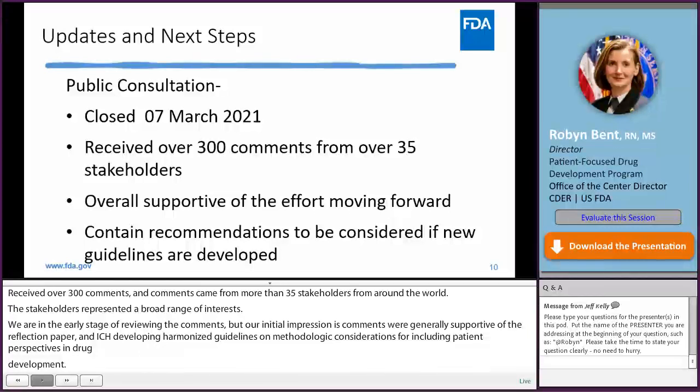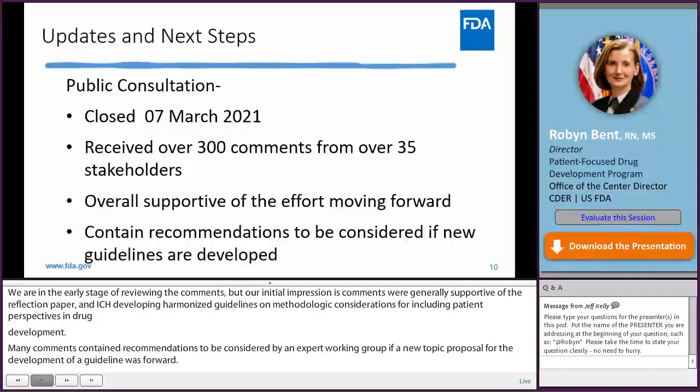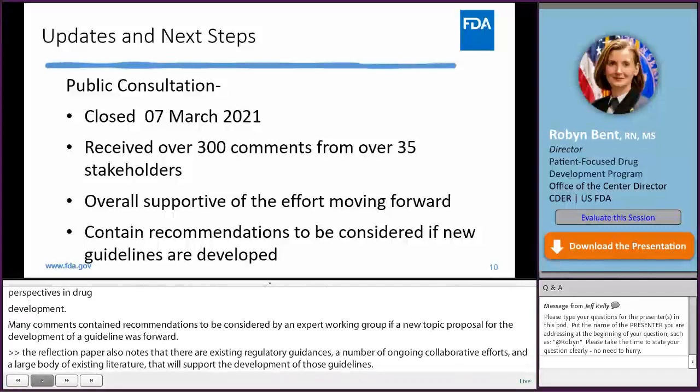The reflection paper also notes that there are existing regulatory guidances, a number of ongoing collaborative efforts, and a large body of existing literature that will support the development of the proposed guidelines. We recognize that both regulatory authorities and companies have limited staff with the requisite expertise in psychometrics, related statistics, and decision sciences to undertake this work. And so we've recommended that the outlined work be considered to start after a substantial completion of related ongoing work.